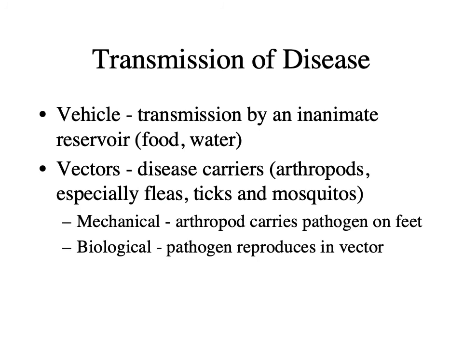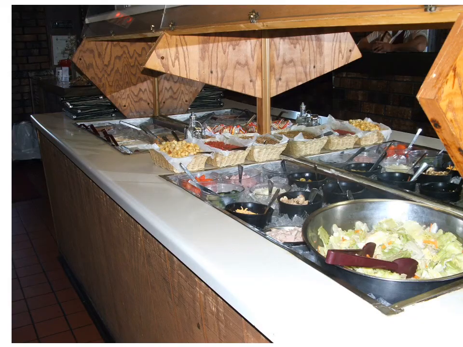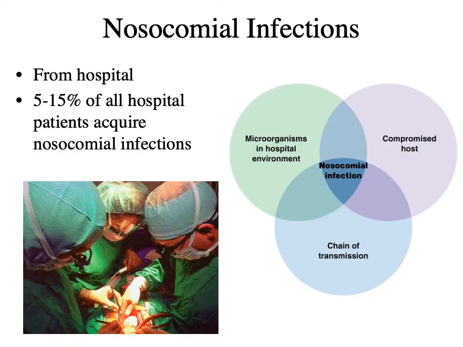More vocab. Vehicle. Transmission by food or water. Think of a salad bar. There's also going to be the vector review that we talked about already, mechanical and biological vectors. So keep in mind, you can get it from a salad bar if it's a vehicle, or you can get it from a living inoculation, and it just matters if it's part of that pathogen's life cycle.